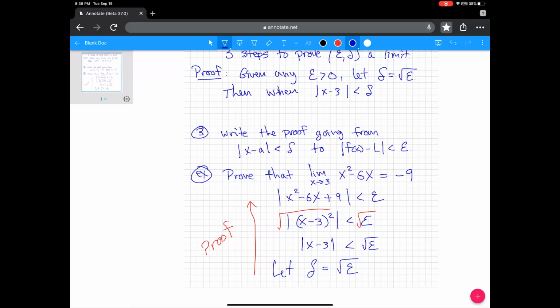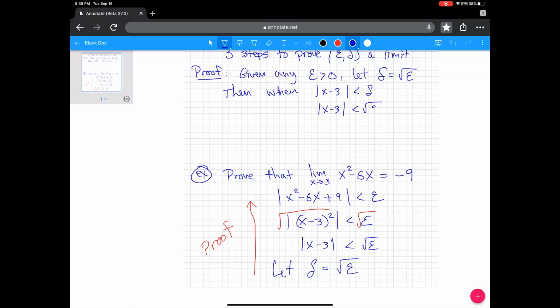So when the absolute value of x minus 3 is less than delta, then I know, let's give myself a little bit more space, I'm writing this proof. Then I know, because I chose delta to be square root of epsilon, right there it says let delta be square root of epsilon, that means that the absolute value of x minus 3 is less than the square root of epsilon, because that's what I chose delta to be. Well, now I basically go backward, part 2 that I had below here, from proof I go from bottom to top. So then how did we get to there?